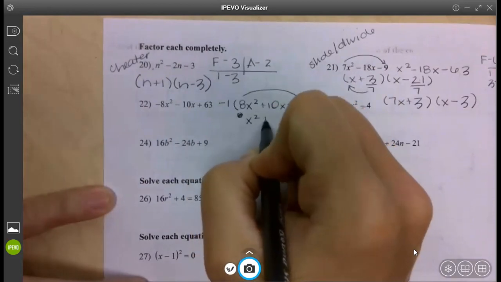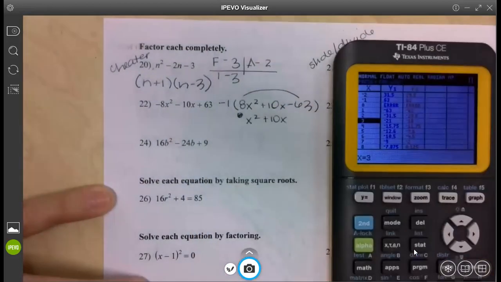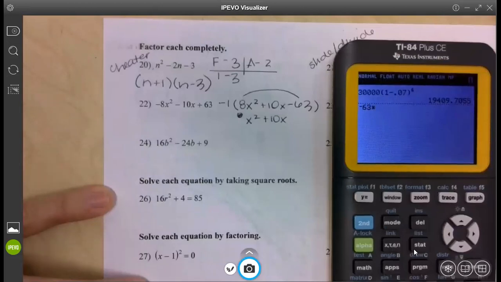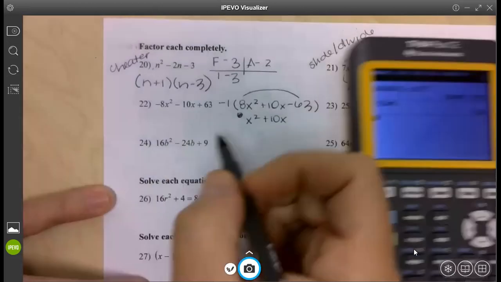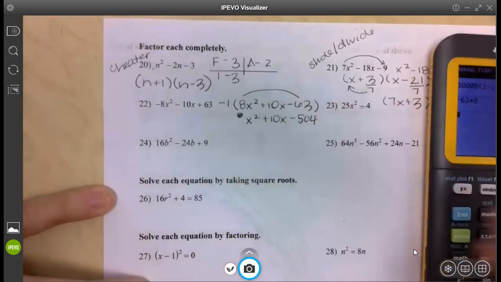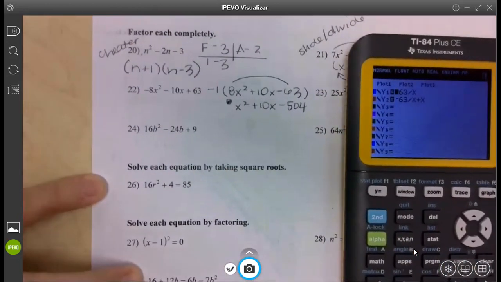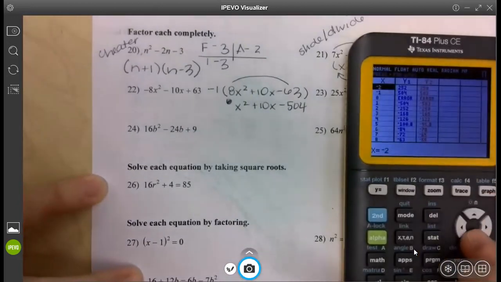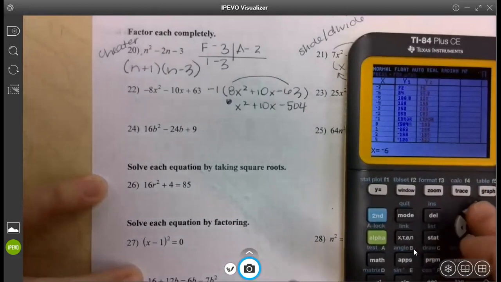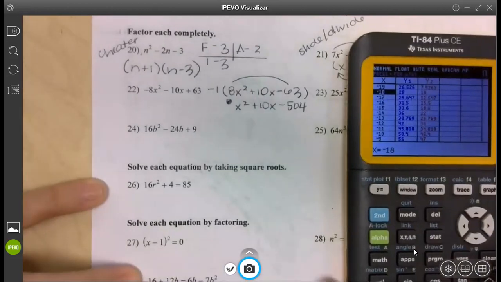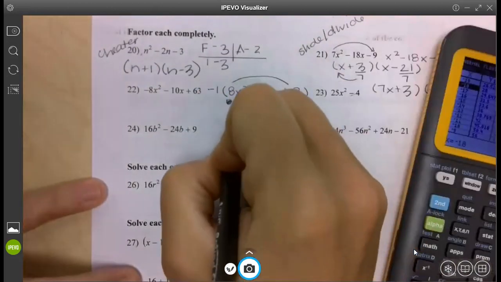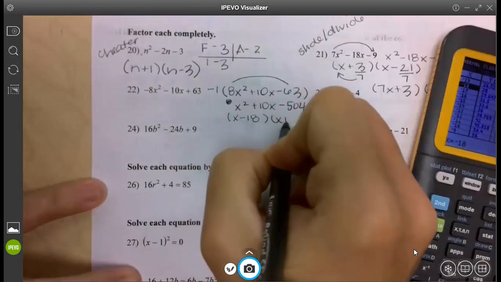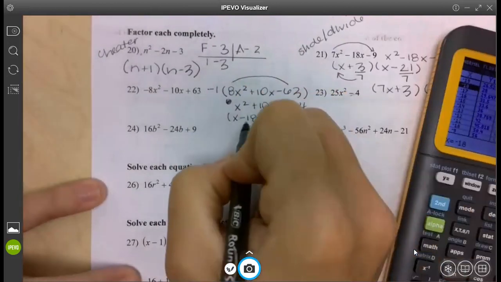Sorry, I get x squared plus 10x. I don't know what 63 times 8 is. It's negative 504. I need factors of negative 504 that add to positive 10. So I'm looking for a positive 10 on this side. There's positive numbers. There they are. Negative 18 and 28. Negative 18 and 28. I did slide, now I need to divide.